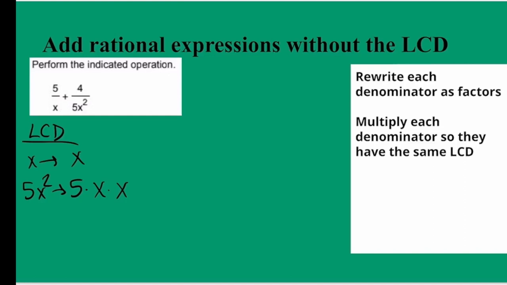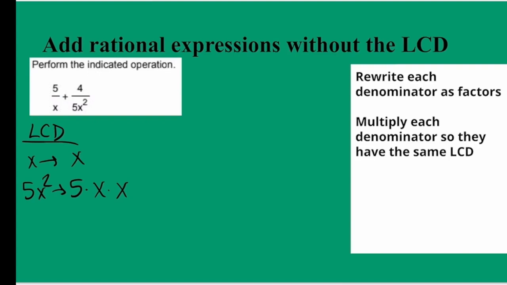Add rational expressions without the least common denominator. So this problem is addition, 5 over x plus 4 over 5x squared, and we're going to do the addition of these two rational expressions. So the first thing we need to do is find the least common denominator. Anytime you're adding or subtracting, you need a common denominator.